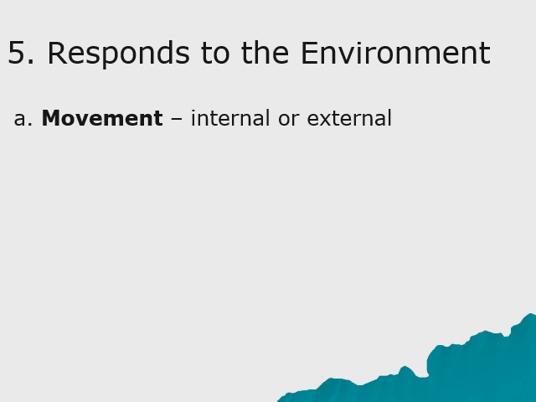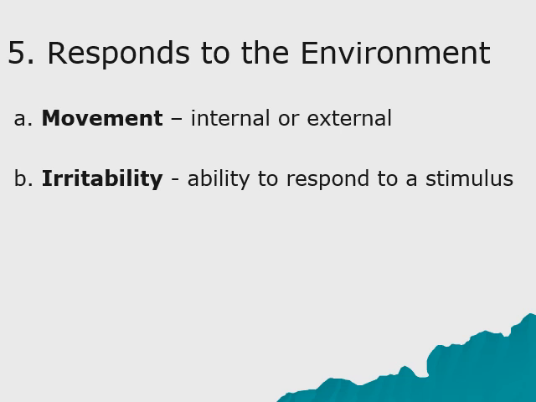Again, if you're somebody who cannot move, all right, you've been injured or something, that doesn't mean you're dead, all right? So you can have movement either internal or external. So you can either move your body from point A to point B, or your blood is pumping in your body from your heart to the whole parts of your body. So you've got some movement there. The second term is that you have irritability.